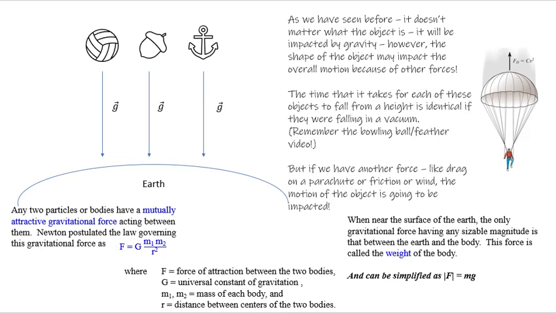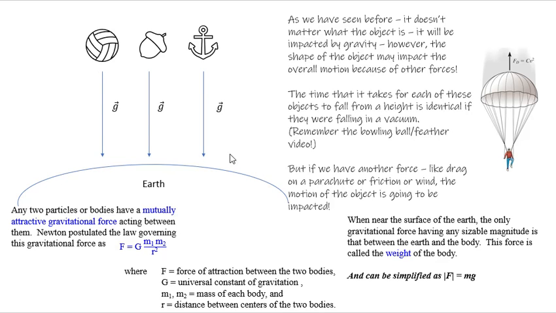We might see a change like with the feather or a parachute because we have other forces that are acting on it. We have that force due to drag. Okay, remember the bowling ball feather video where if I had drag due to air, the feather is going to behave a little differently than the bowling ball, but if we were in a vacuum, the bowling ball and the feather are going to hit the ground at the same time.